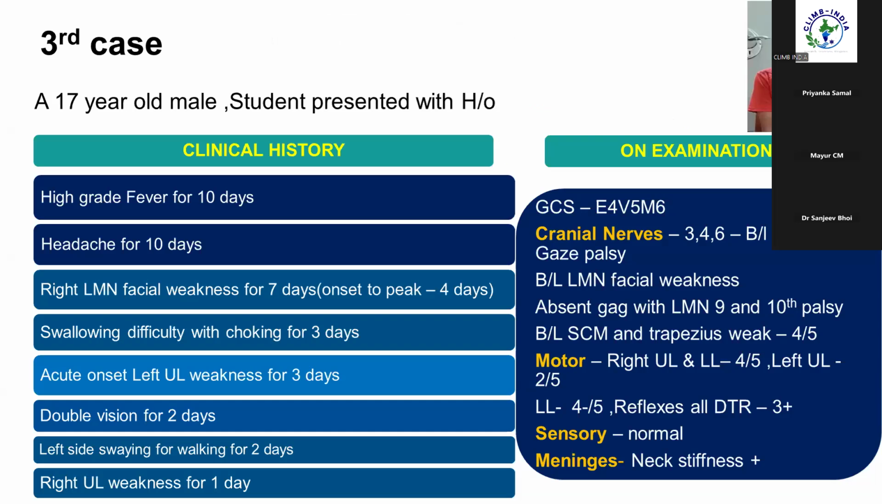On examination, sensorium was normal. He had multiple cranial neuropathies in the form of bilateral horizontal gaze palsy, bilateral lower motor neuron facial palsy, absent gag with 9th and 10th nerve palsy. Also, bilateral sternocleidomastoid and trapezius were weak. He also had right hemiparesis, and the left upper limb was slightly more weak than the right side. Sensory examination was normal. He also had some meningeal signs in the form of neck stiffness.